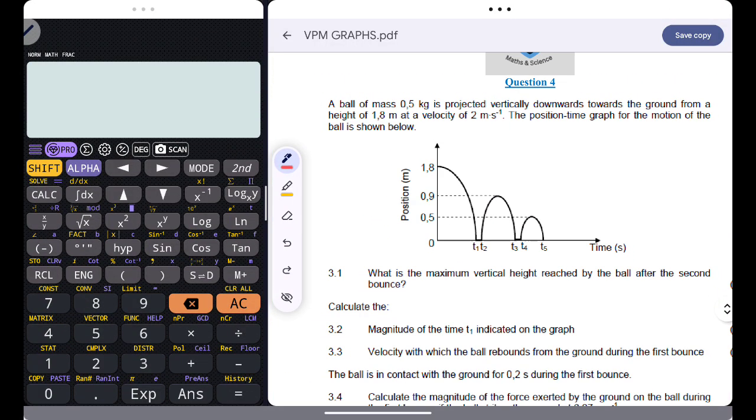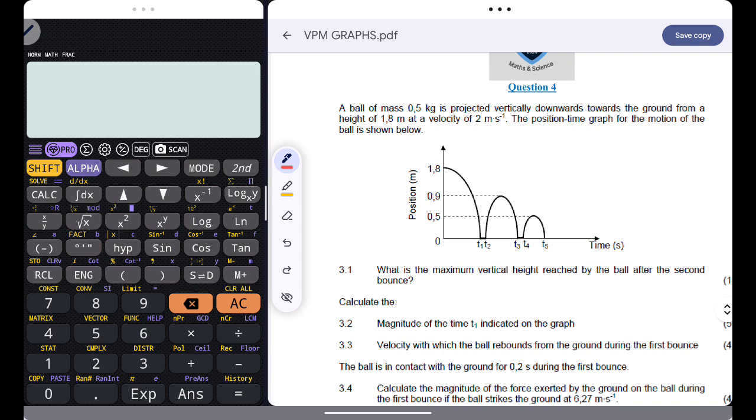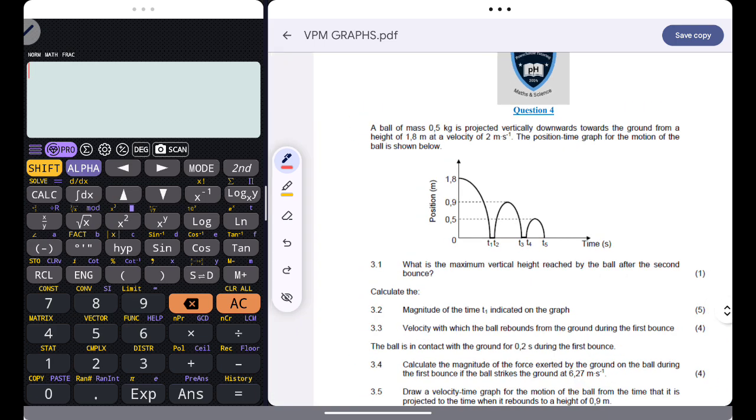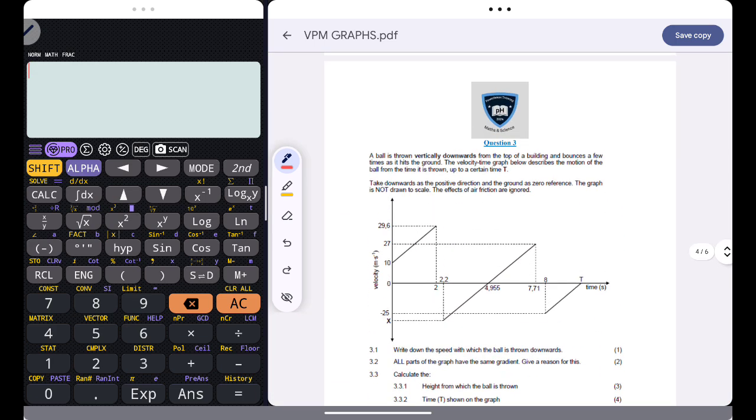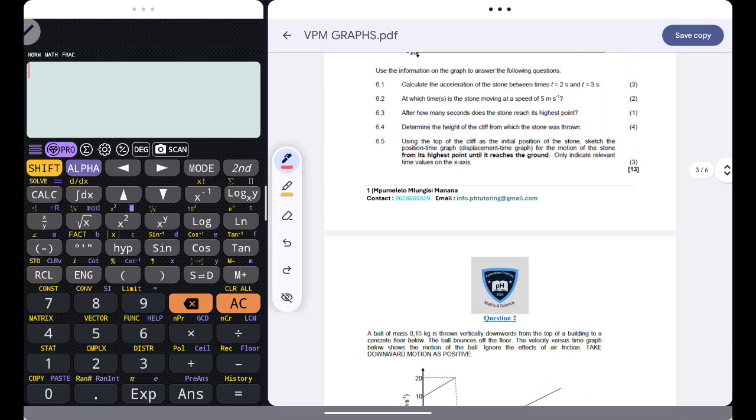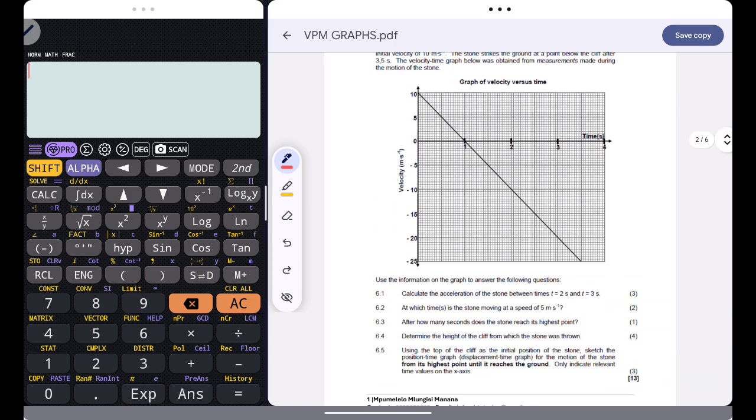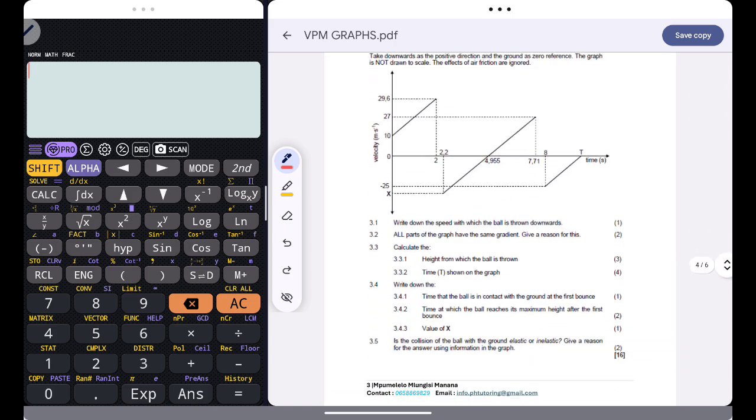This is a continuation video, guys, from the first video whereby I tackled graphs with regards to vertical projectile motion. In the first video, I answered the first three questions, and all of them were velocity time graphs. And in this video, I'll just focus on the last two questions, guys.